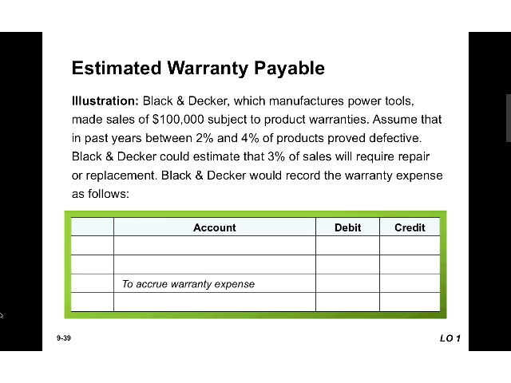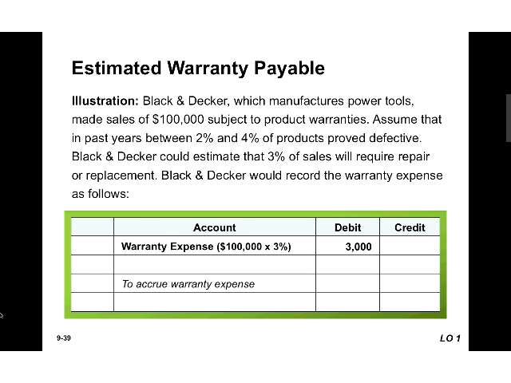A company is going to look at its past warranty experience and come up with some rule of thumb or some estimate of how much of its products need to be repaired or replaced. Hopefully it's not a lot, but if you sell enough products, you're going to have some kind of warranty expense. So you have to record that when you make the sale. So Black & Decker makes this sale, but they also need to recognize warranty expense. They said that it would be 3%.